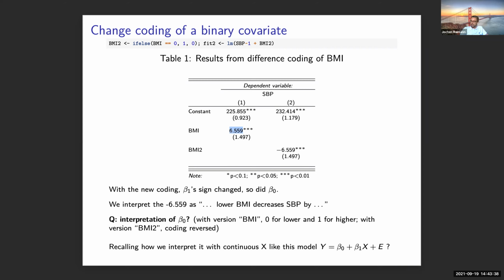So we have 225 plus 6.6. We have 232 minus 6.6. With the new coding, the sign changed, and so did the reference value. So we interpret the minus 6.6 as lower BMI decreases SBP by. And what's the interpretation of that now? With BMI, 0 for low and 1 for higher. Recalling how we interpreted with continuous X like this model.